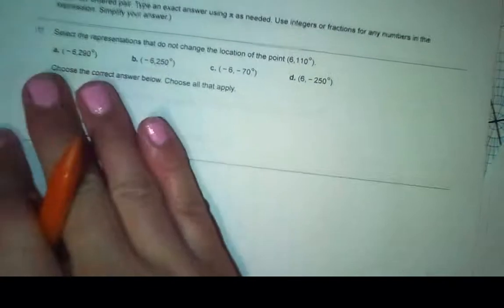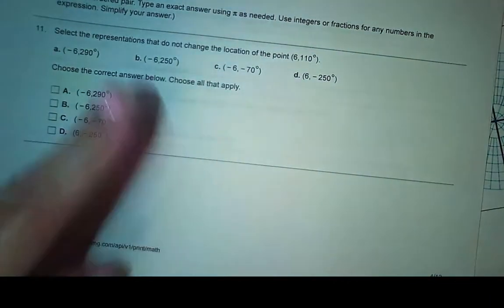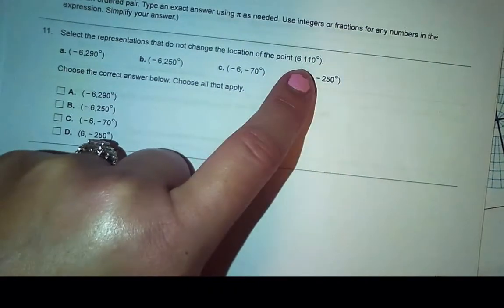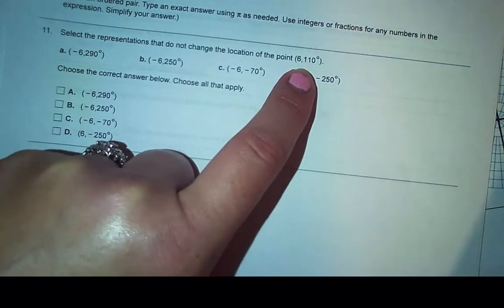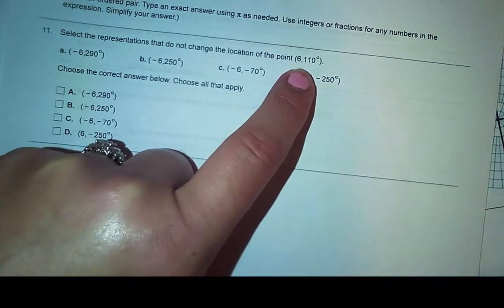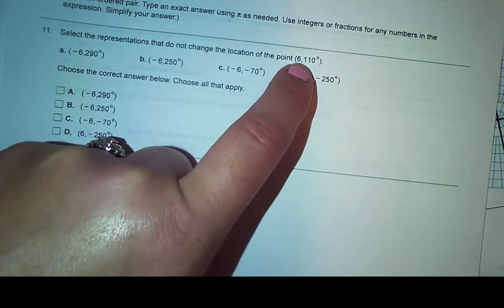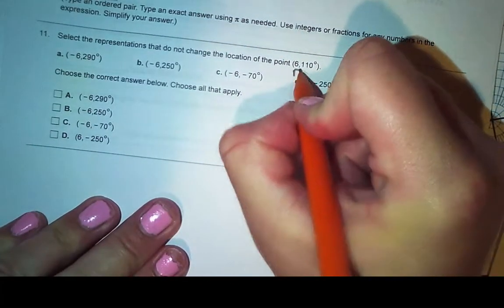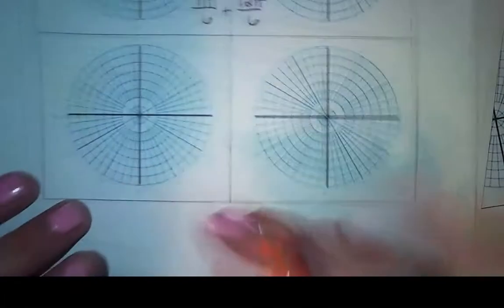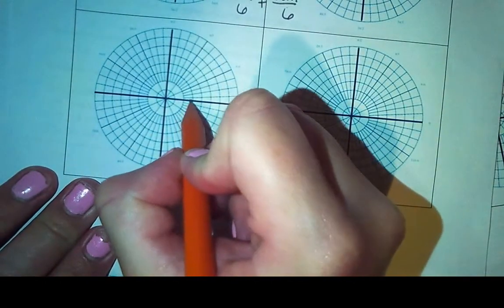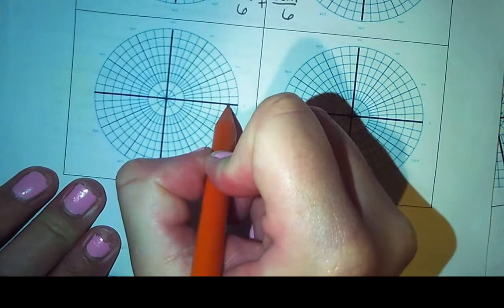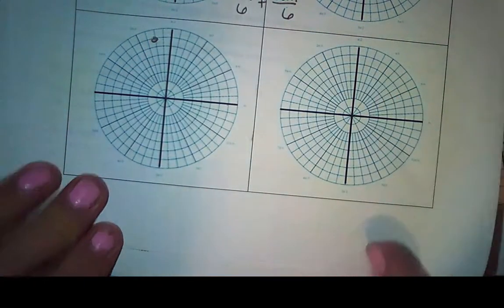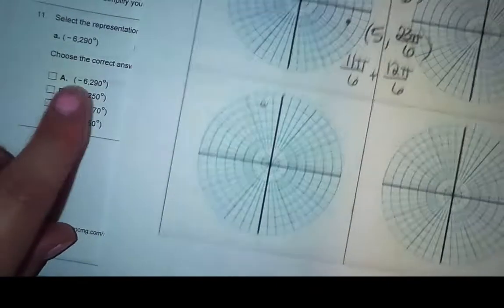All right, but for number 11, select the representations, so there's going to be more than one, that do not change your location. So regardless of how I get there, I want to land at a positive 6, 110 degrees. So that's your r, and that's your theta. So I want to land at positive 6. So here's 1, 2, 3, 4, 5, 6. And I want to scooch around 110 degrees, which is going to be somewhere right in there. That's where I want to be. So I'm just going to look at these and see what happens.